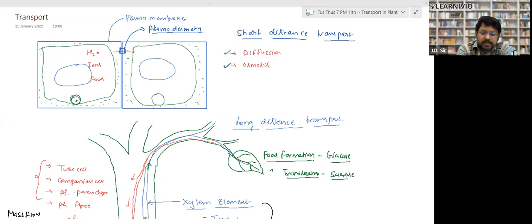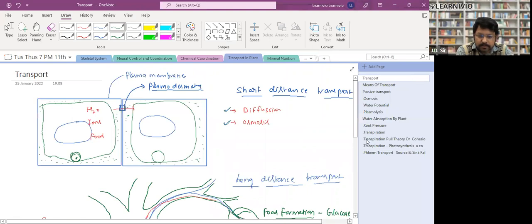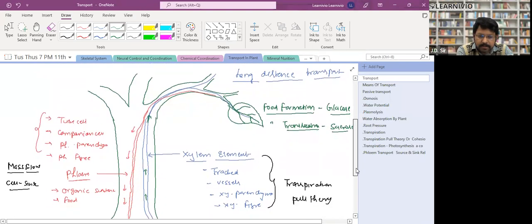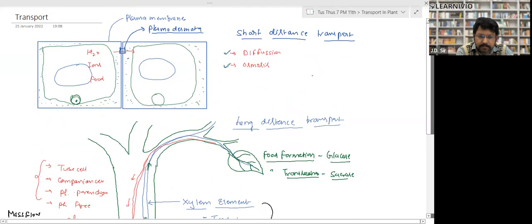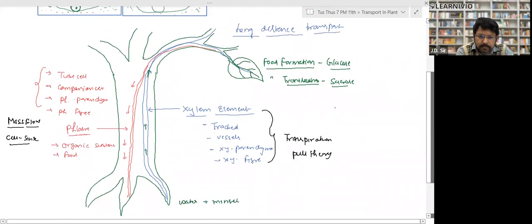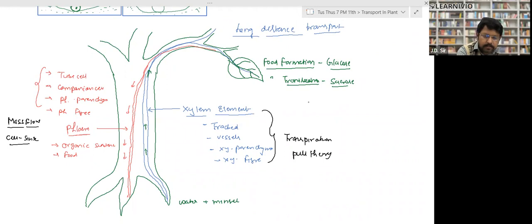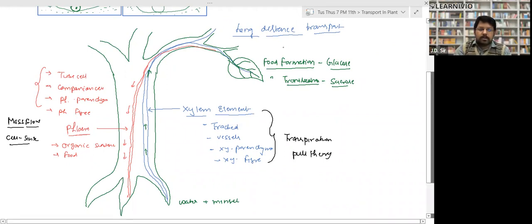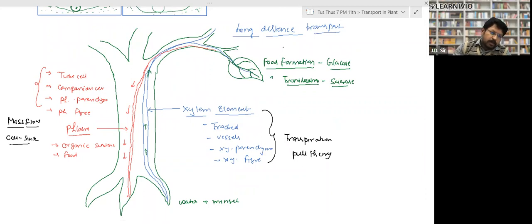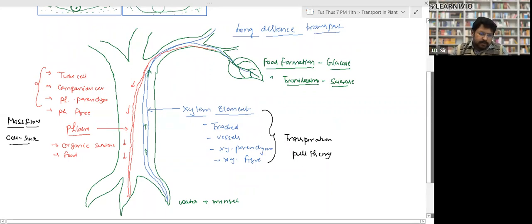Now, what is the long distance transport and how does it take place? Look, the long distance transport takes place with the help of xylem and phloem, right? Now, let me explain how it takes place. In long distance transport, it takes place with the help of xylem and phloem, right?